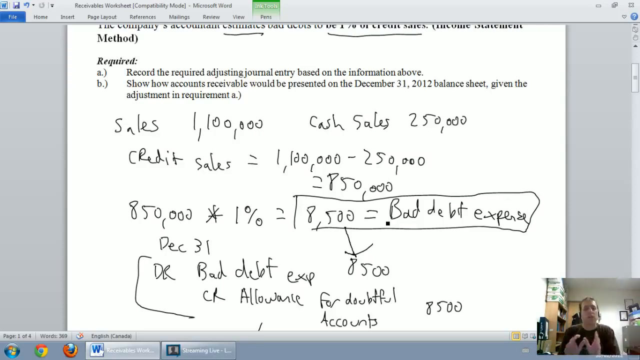In our next video, we're going to learn the balance sheet method, and you'll see the amount we calculate is actually something entirely different. So that's why there are two different methods. So we're going to take a percentage of accounts receivable or an aging of accounts receivable. We're going to calculate a number, and it's a different number. It's not our bad debt expense. We'll save that for the next video, though. That's all for this one.